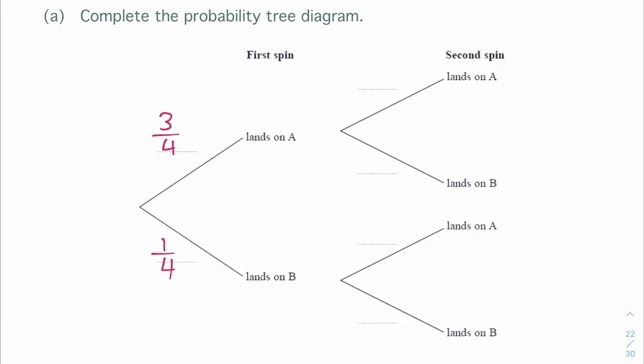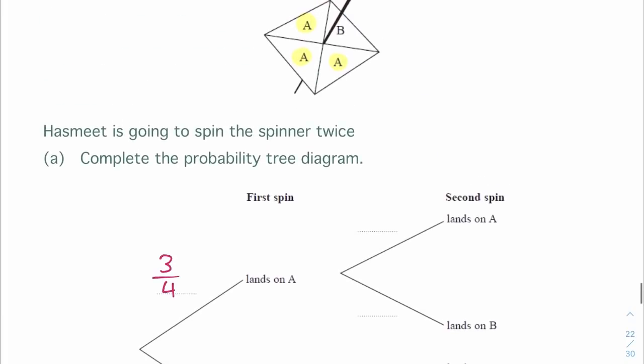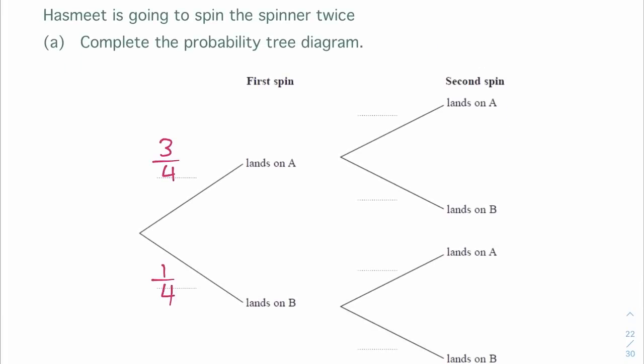Now the second time we spin it, we're still using the same spinner, so nothing's going to change. So that's still going to be 3 over 4, that's still going to be 1 over 4. That's going to be the same here as well. There we go, and that's completed the tree. Obviously just watch out, because it might be that the second spin is using a different spinner, in which case they would all change. But again, this one, this cluster of branches here would be the same as this one here. So just got to read the question very carefully.